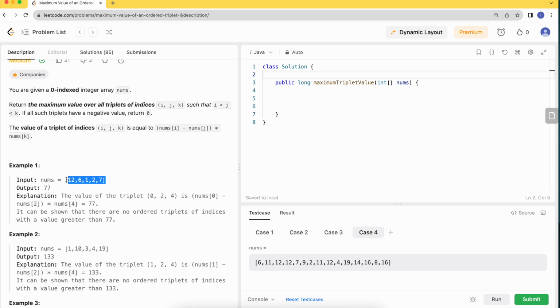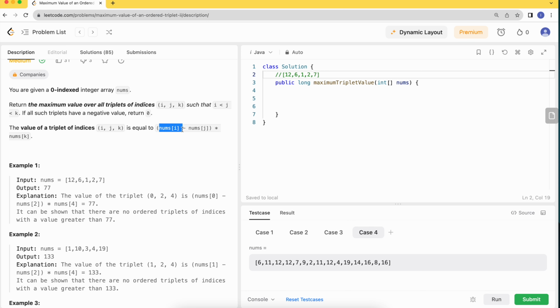So let's look at our test case. We need to find nums[i] - nums[j], so that means we need to find the maximum difference. For the difference to be maximum, nums[i] should be as large as possible, nums[j] should be as small as possible, and nums[k] should again be large. That will give us the overall maximum value for this whole computation, right?